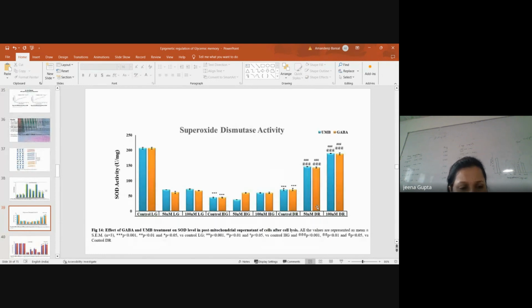Superoxide dismutase is basically an antioxidant enzyme. So we see what happens in diabetes. One thing, there is an increased oxidative stress. Another thing is that the level of antioxidant enzymes is decreased. So we also observe that there is a decreased level of SOD, superoxide dismutase, in the hyperglycemic condition, and the diet reversal still retains its memory. But in the normal hyperglycemic condition, our compounds are not able to increase the SOD activity, while in diet reversal, our compounds are able to increase the SOD activity.